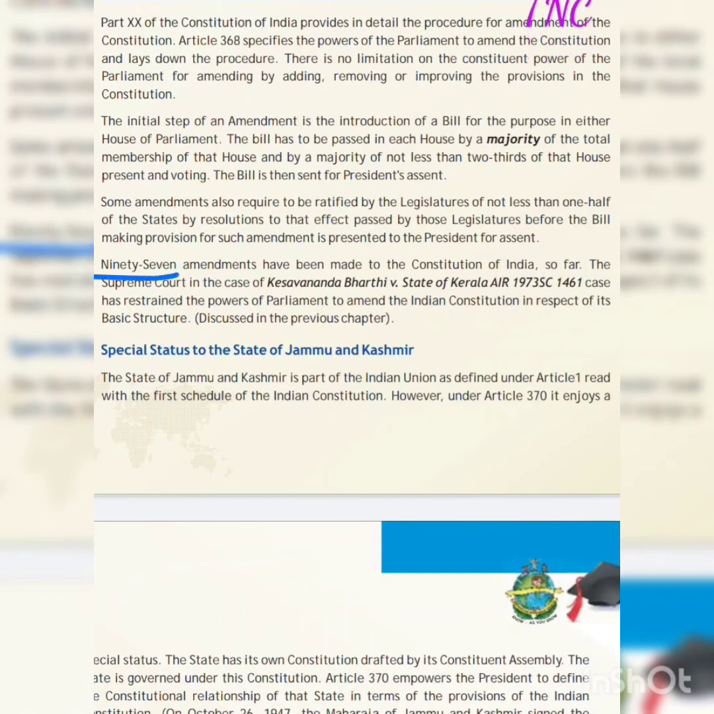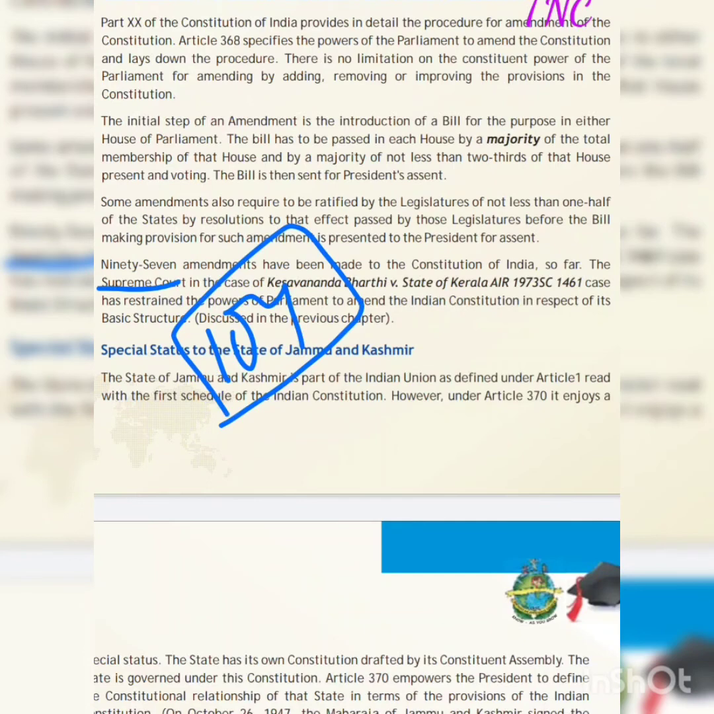अभी 97 नहीं है, now they are 104, and you can be more updated also, check it on the internet. Right now they are not 97, 104 was the last amendment which was made.